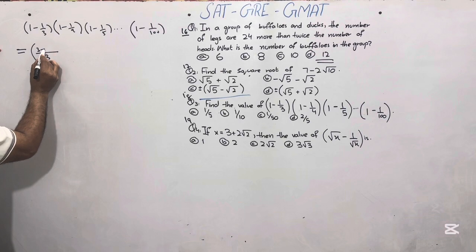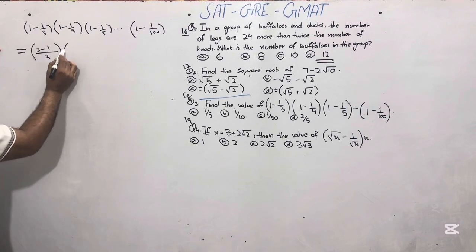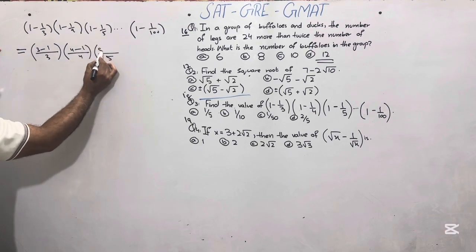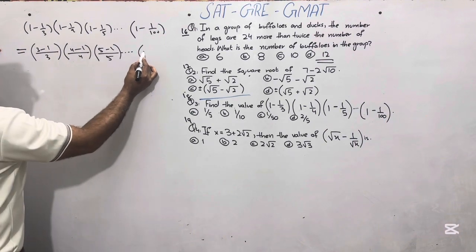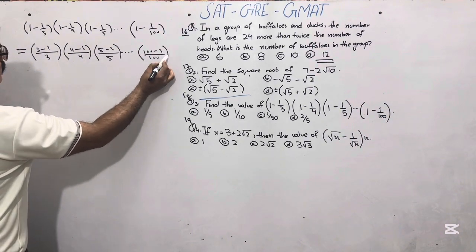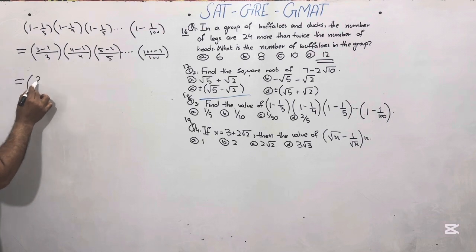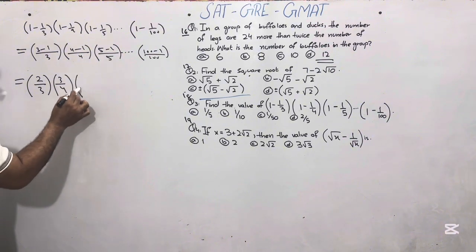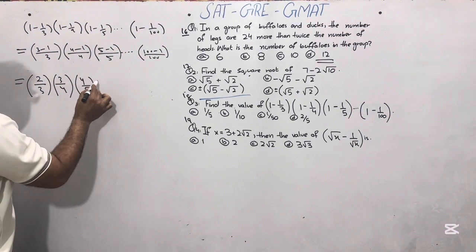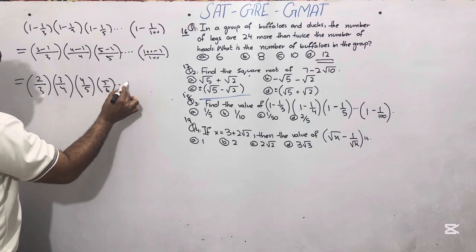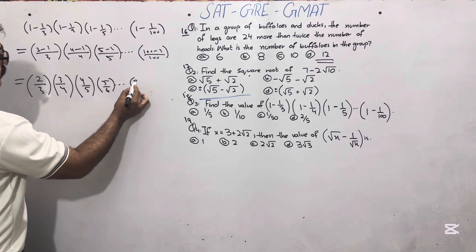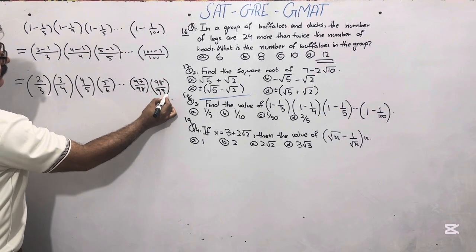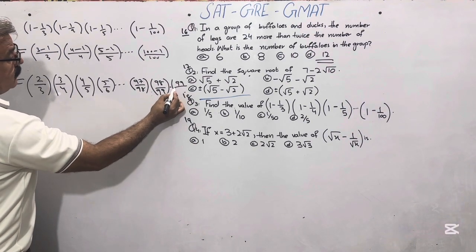3 minus 1 over 3, then 4 minus 1 over 4, here it is 5 minus 1 over 5, and so on, up to 100 minus 1 over 100. 3 minus 1 will become 2 over 3 times 3 over 4 times 4 over 5 times 5 over 6. Let me continue the journey in order to clarify the situation, up till 97 over 98, 98 over 99, 99 over 100.